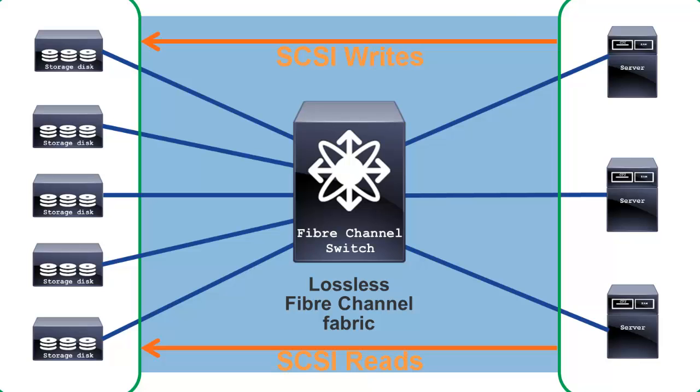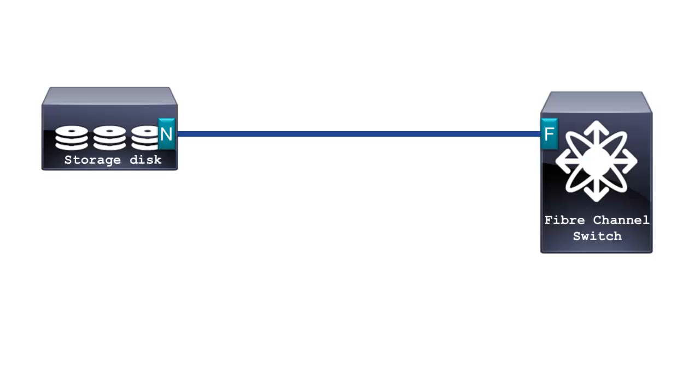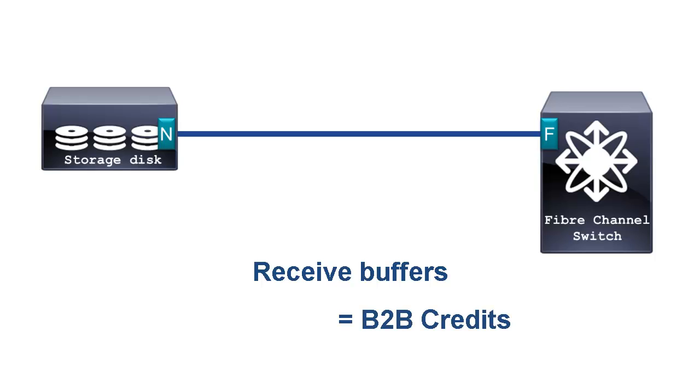Let's understand what makes Fibre Channel lossless. Every device in a Fibre Channel fabric informs its neighbor the number of receive buffers it has. The sender, after knowing the buffer capacity of the receiver, does not send more frames than the receiver can accept. These receive buffers in Fibre Channel are called buffer-to-buffer or B2B credits.